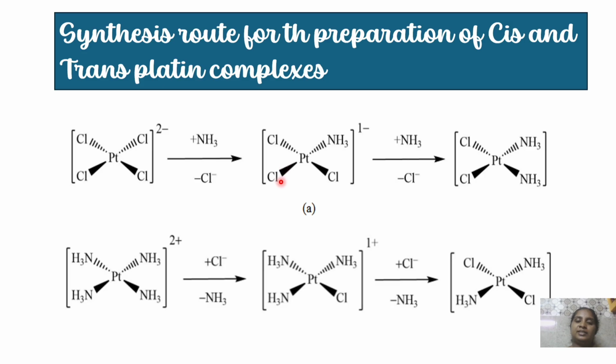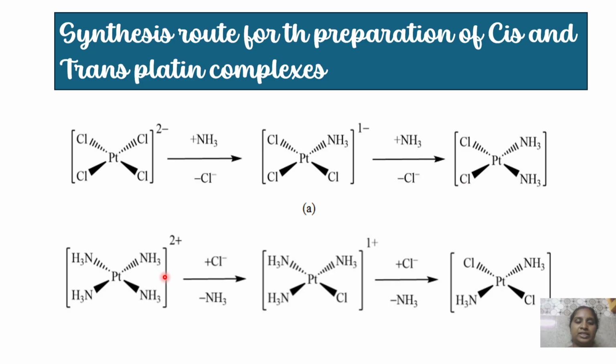Next, from this Cl and ammonia, as I said, chloride has the greater trans effect. So this cannot replace this one. Only chlorides have the greater trans effect, so either of these chlorides is replaced with ammonia, forming the cisplatin structure.